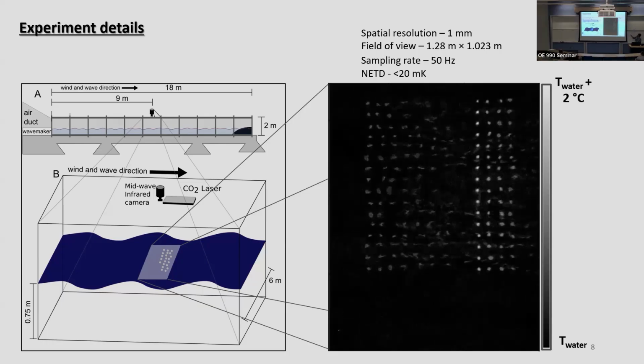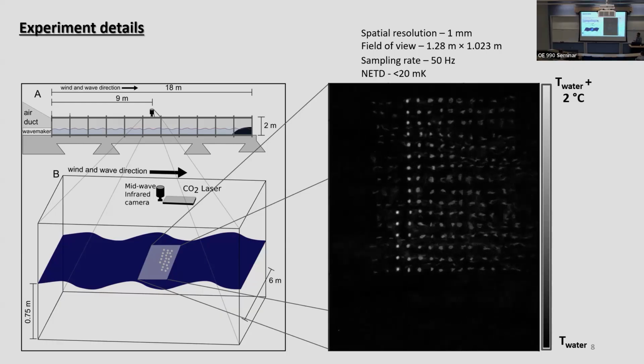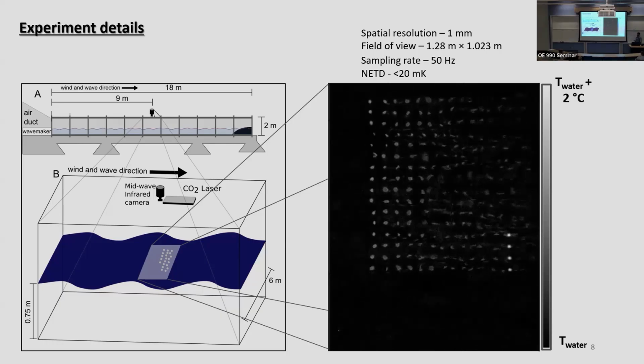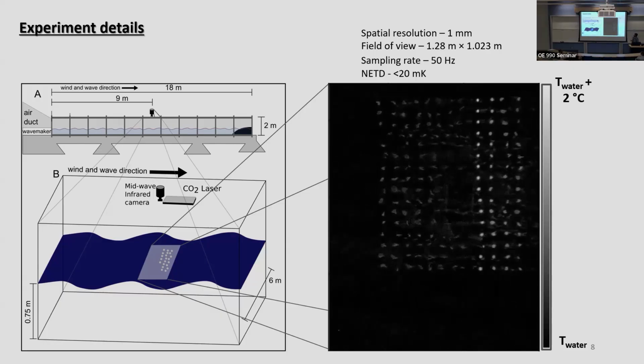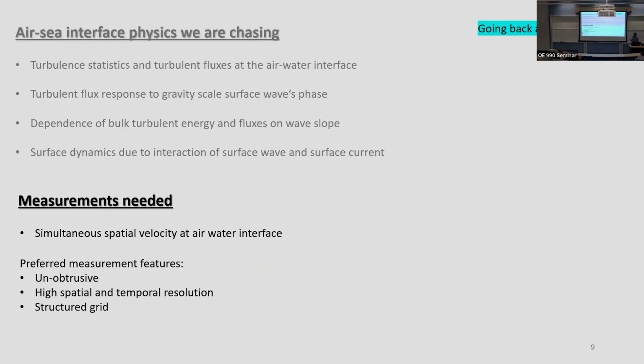Another thing, we have a spatial resolution of 1 millimeter. Our field of view is 1.28 meters across 1.023 meters, the sampling rate is 50 hertz, and our temperature resolution is less than 20 millikelvin. So let's go back a couple of slides and see what we are actually able to get from our wish list, right? We have simultaneous spatial velocity measurements at the air-water interface. We have unobtrusive measurement. We have high spatial and temporal resolution. What we do not have is a structured grid.